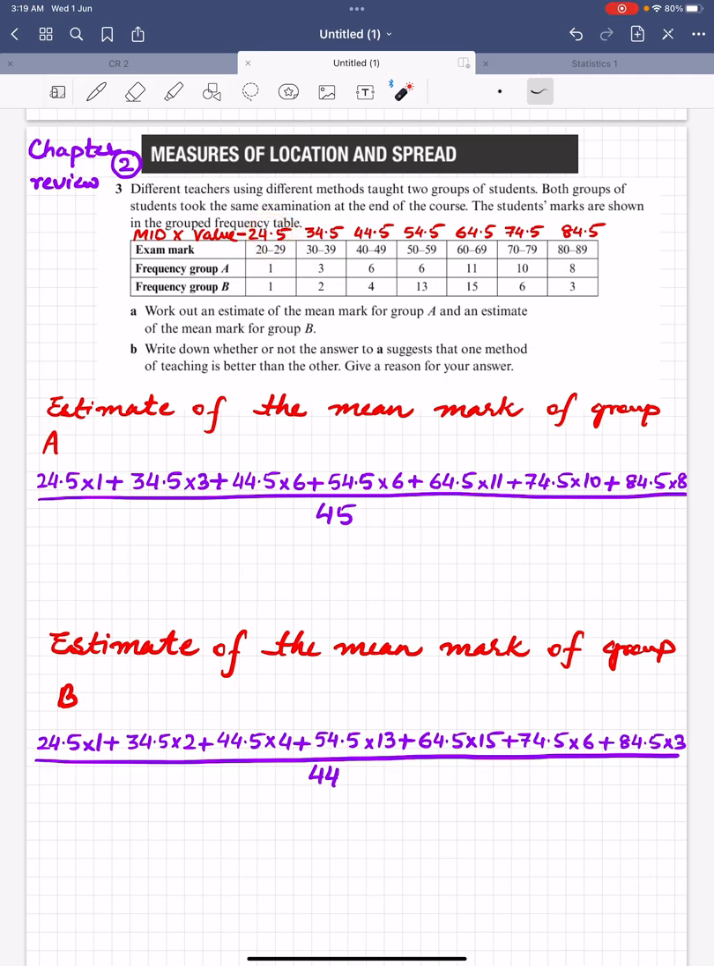This is because we don't want to assume that every child here, for example, got 29, which is the higher extreme, or for example got 20, which is the lower extreme. So we stand somewhere in the middle and find the average and consider the average as the marks of students, as we do not know the exact marks of the students.